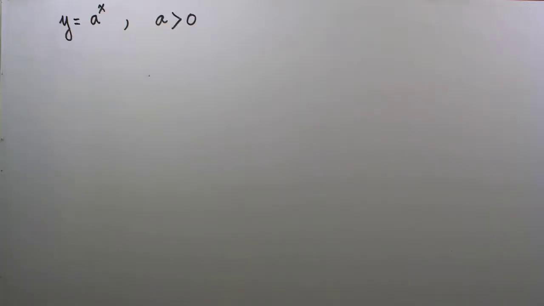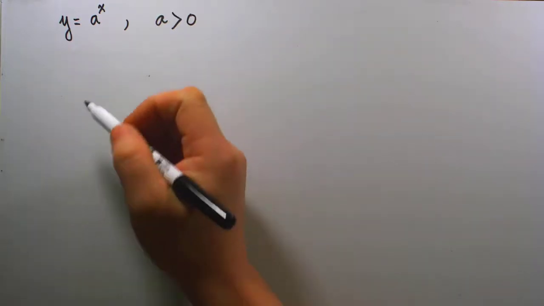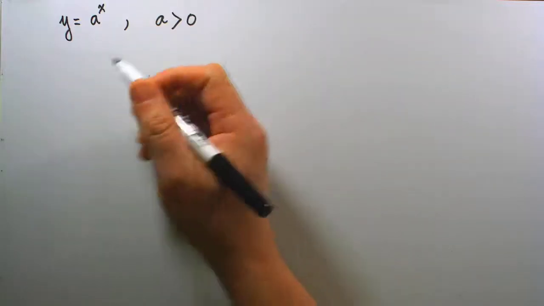All right, and now let's look at the graph of an exponential function where base a is a value that is, of course, still positive, but less than 1.